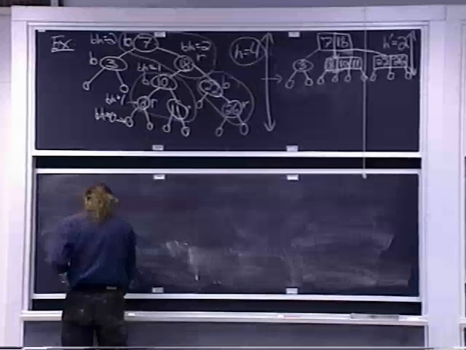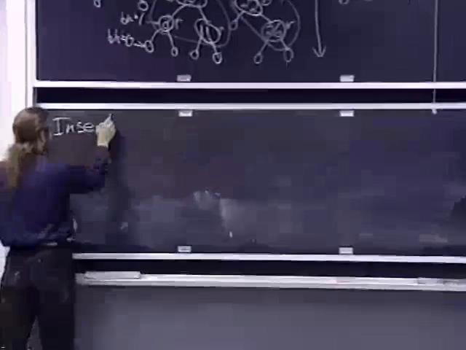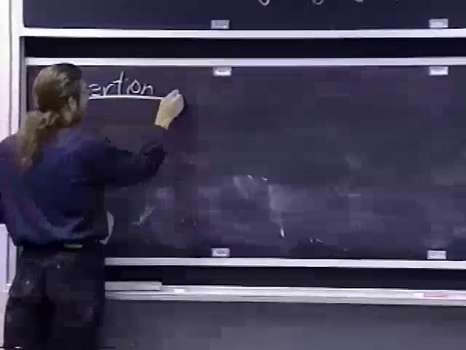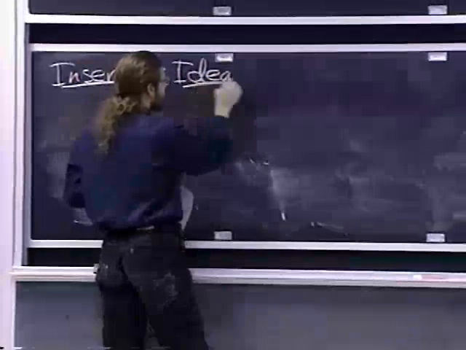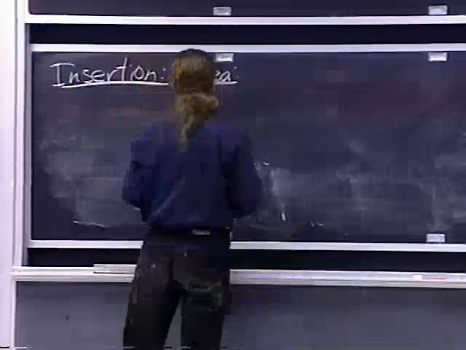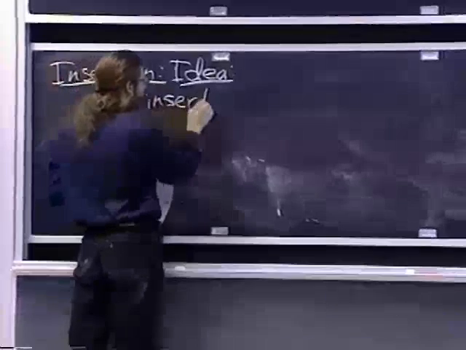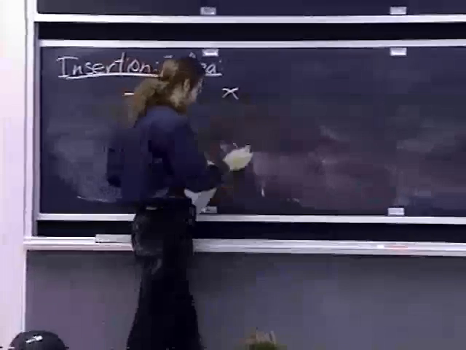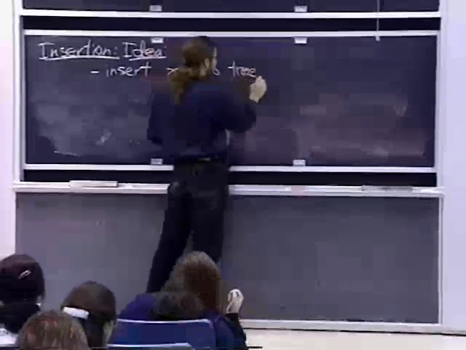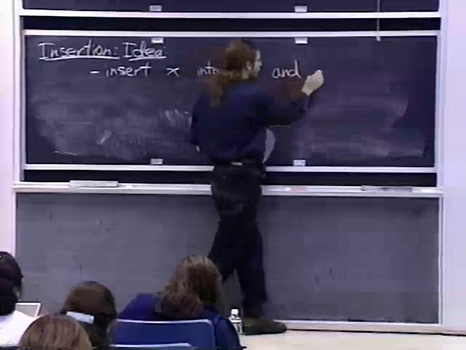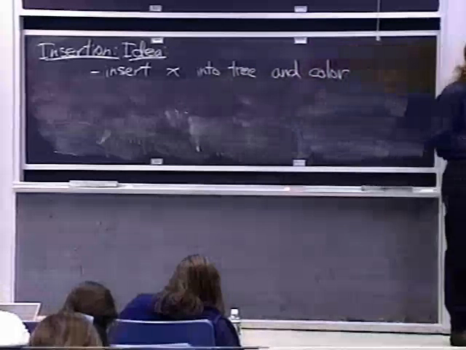Okay, so let me give you the outline of the insertion algorithm. The idea is that we're going to insert our node. Suppose we want to insert X. We're going to insert it into the tree just like a binary search tree. And we're going to give it a particular color. Which color should we give it? It's always going to be the same.